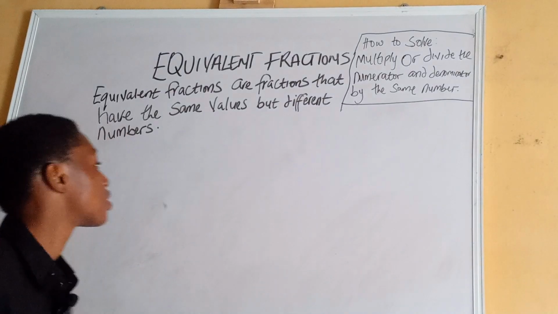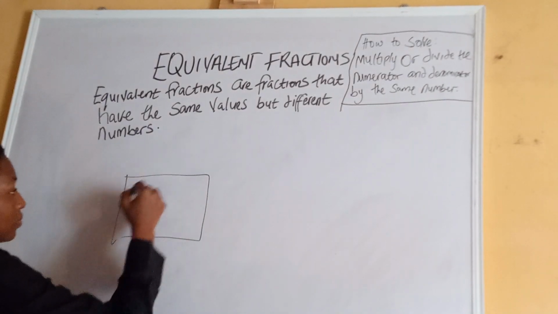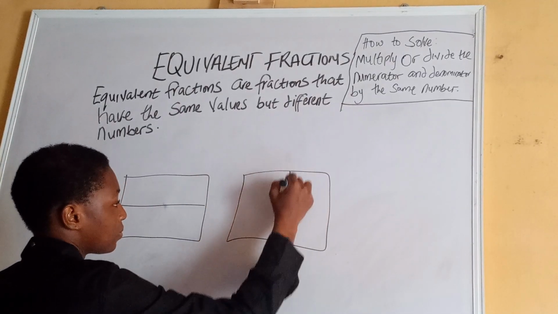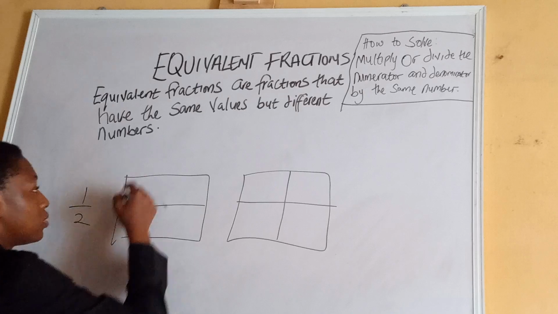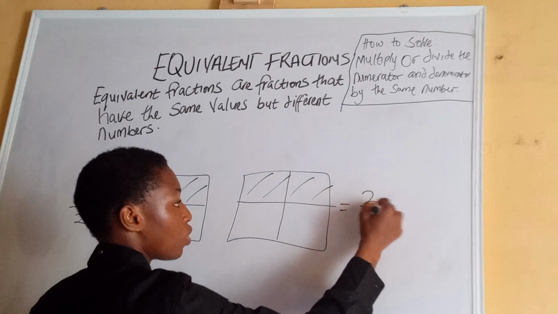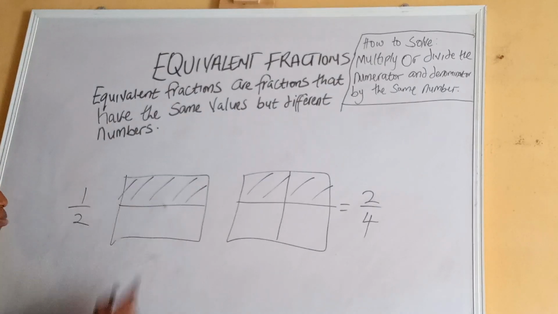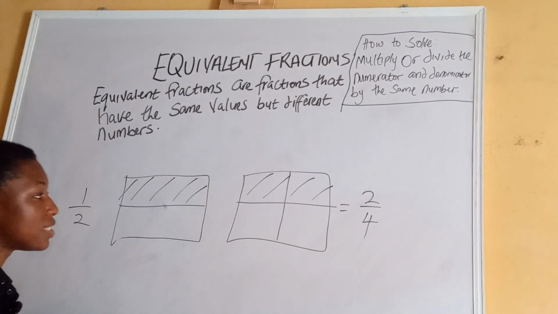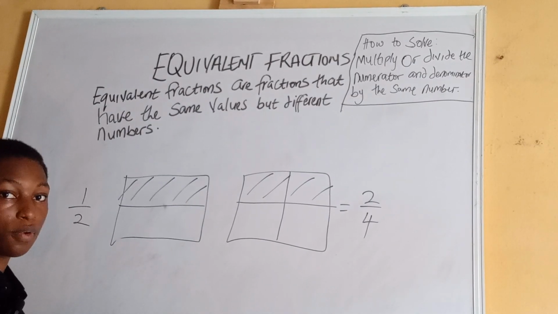An example is this: this is 1 all over 2, right? And then this is 2 all over 4. Now they mean the same thing, half of this whole, but one is saying 1 over 2 and the other is saying 2 over 4. This is simply what equivalent fractions are. They mean the same thing, but they are represented in different forms.